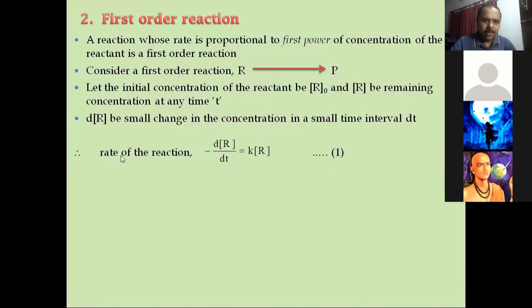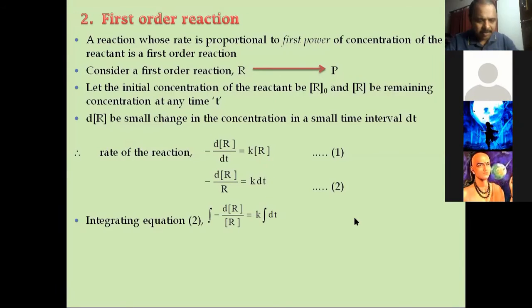Now, the rate of the reaction or rate equation for first order reaction: minus dR by dt, the mathematical rate expression for the reactant, is equal to k into R to the power 1. Why 1? Because it is first order. Now what is the next step? Rearranging the terms to integrate that. dt will be pushed to the right hand side. dR by R is equal to k into dt. So that's it.